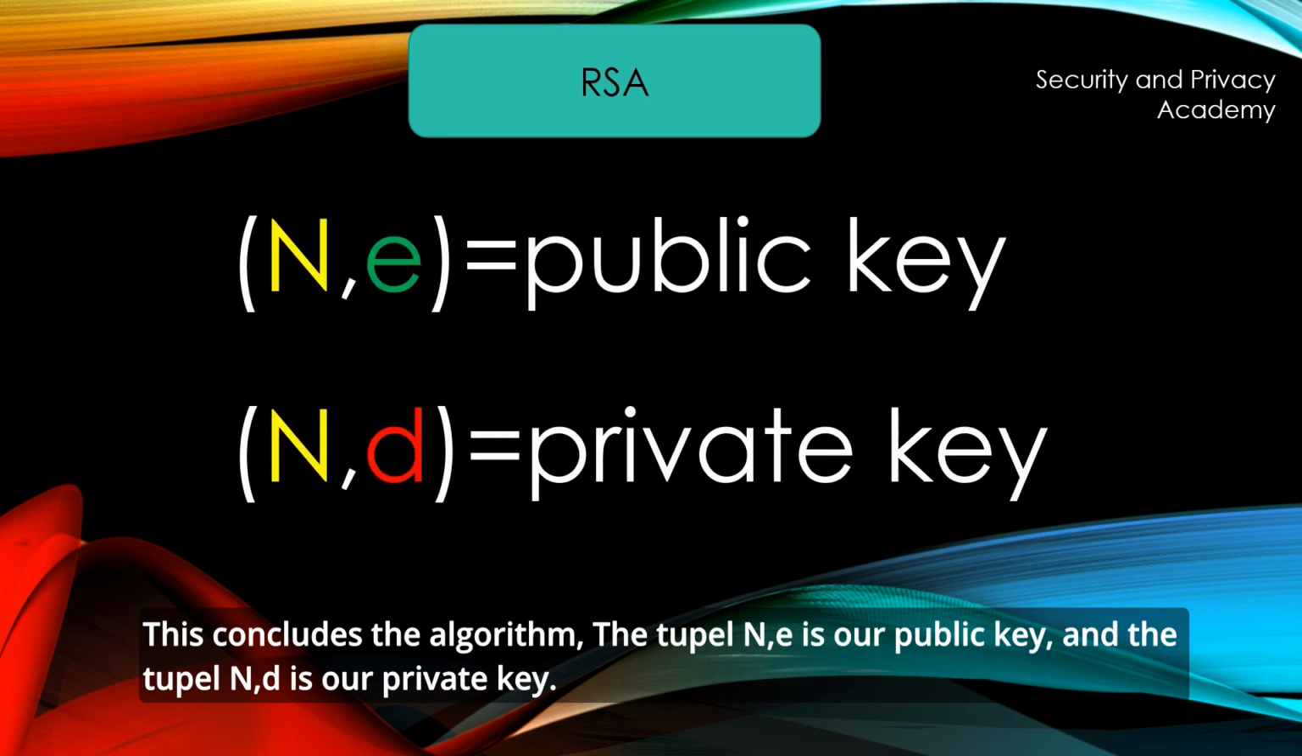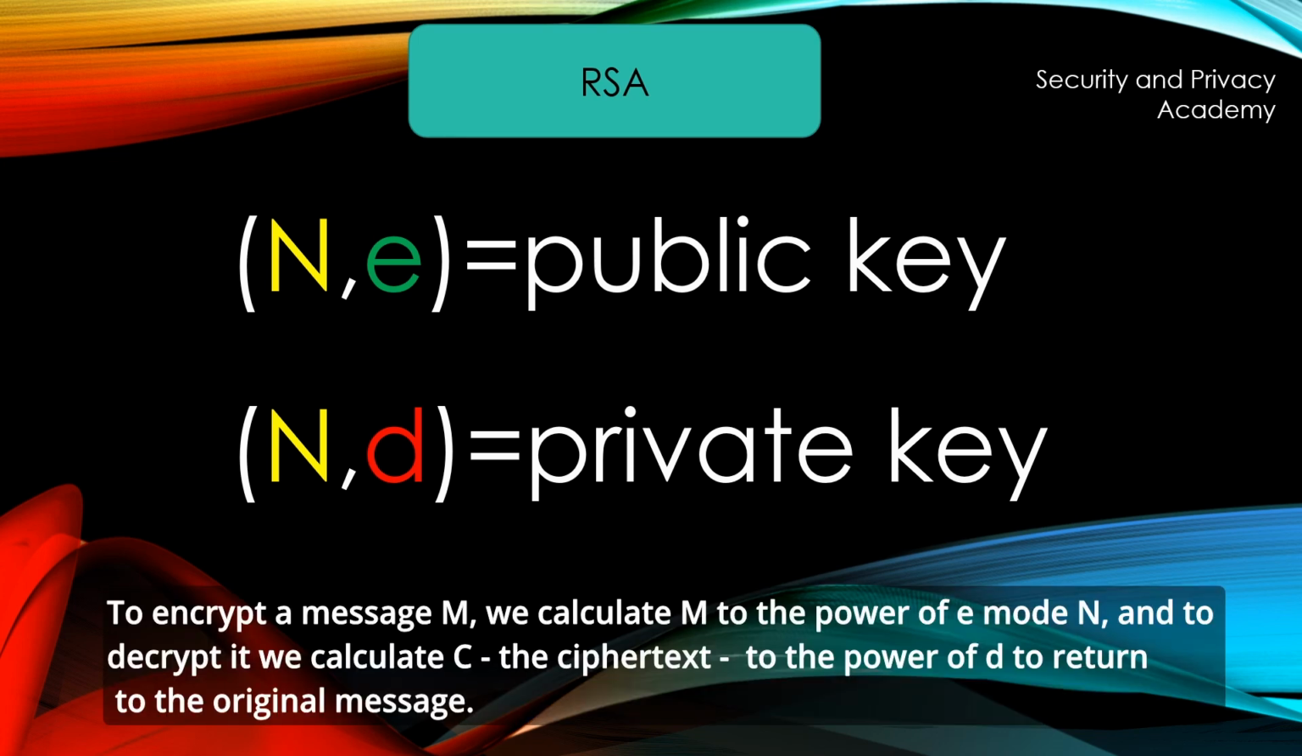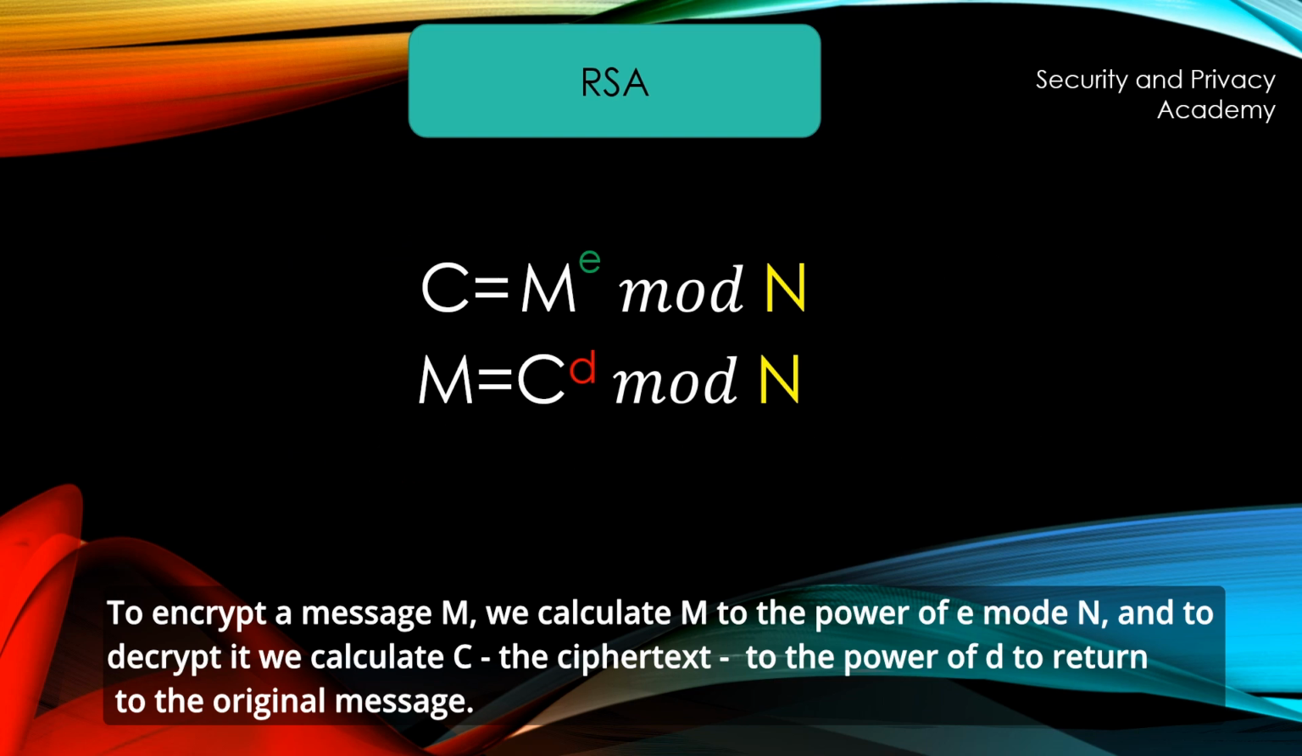So this concludes the algorithm. The tuple (n, e) is our public key, and the tuple (n, d) is our private key. To encrypt the message m, we calculate m to the power of e mod n, and to decrypt it, we calculate c, the ciphertext, to the power of d to return to the original message.